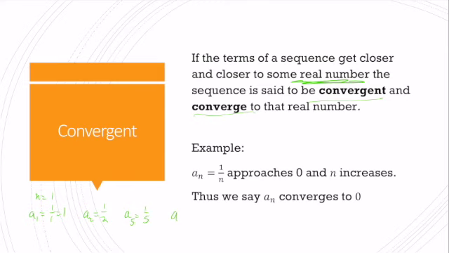I could have a sub 1,000. That'd be 1 over 1,000, right? Because the natural numbers are infinite. They go on forever. I could have a sub 1,000,000. I forgot a 0 there. That would give me 1 over 1,000,000, right? And that's getting really, really close to 0. So we would say a sub n converges to 0.